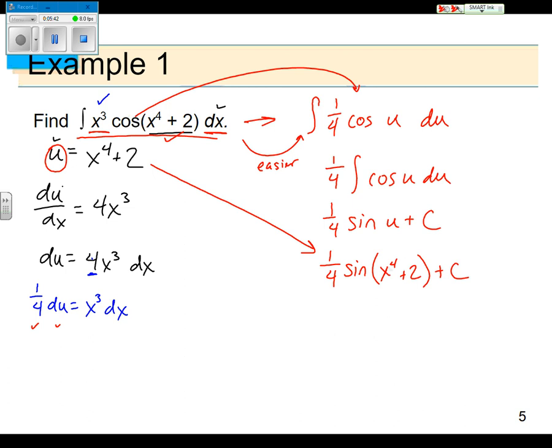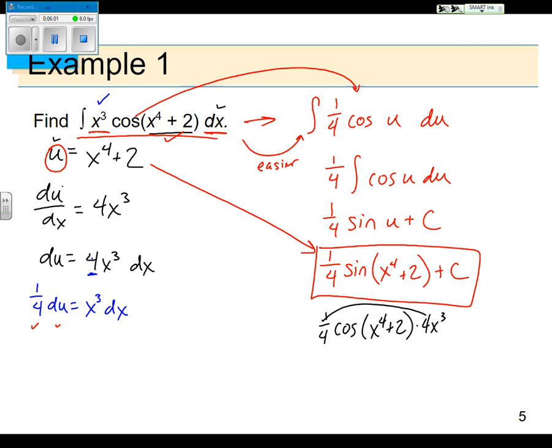And this would be my answer. If you don't believe me, you can definitely take the derivative of this. If I take the derivative of this, I've got 1/4, derivative of sine is cosine, x to the fourth plus 2. It's just the chain rule times the derivative of the inside.